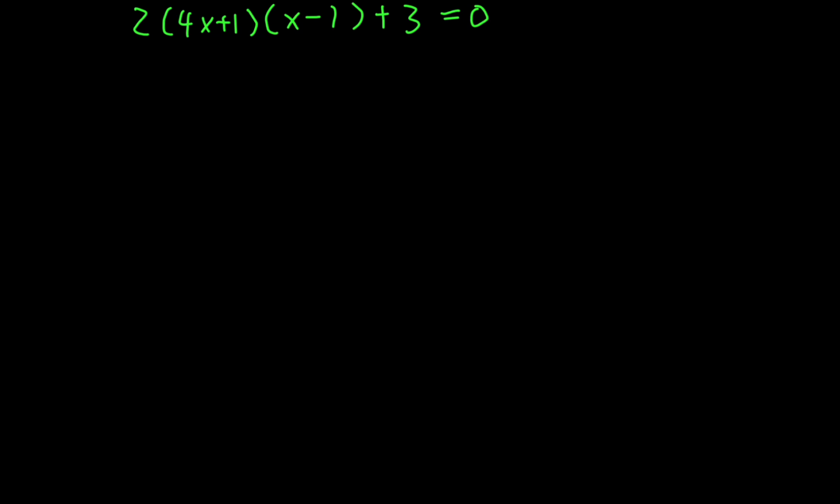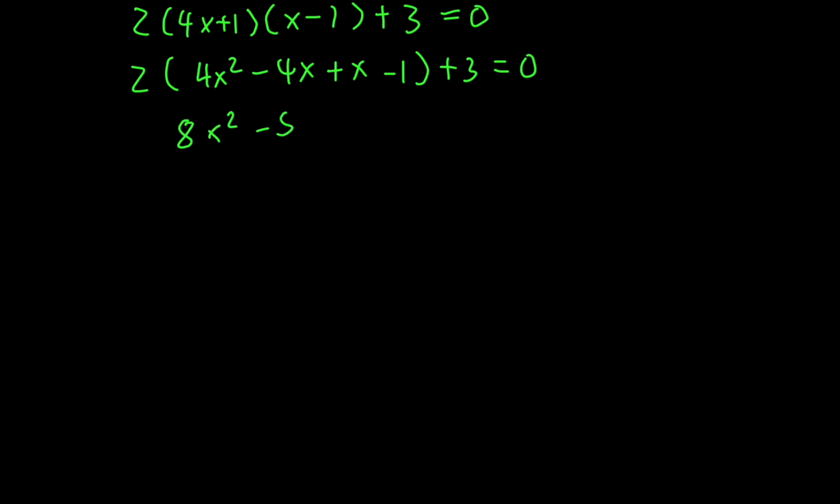Okay, let's take it up. So first, I'm going to expand the binomials. So I'm going to again use the FOIL method. First, 4x times x is 4x squared. Outside terms, negative 4x. Inside terms, positive x. And last terms, negative 1. Plus 3 equals 0. Then I'm going to distribute the 2.